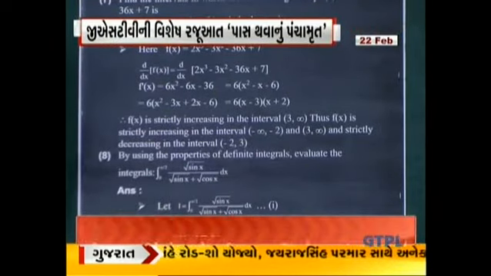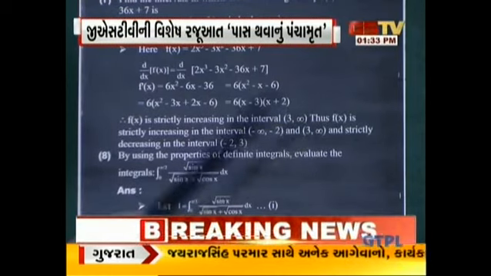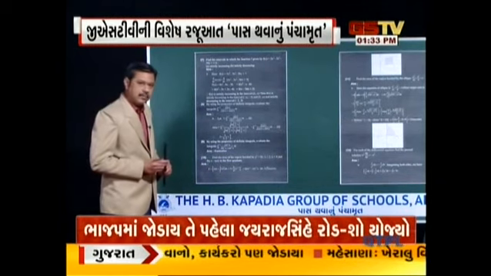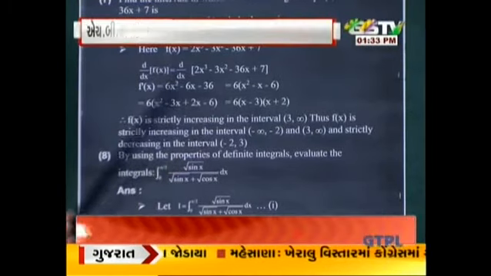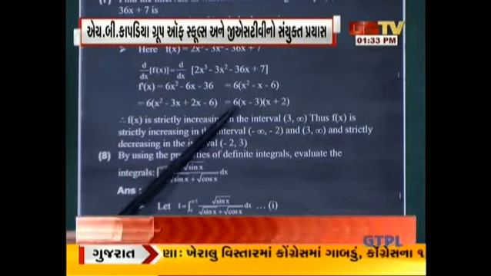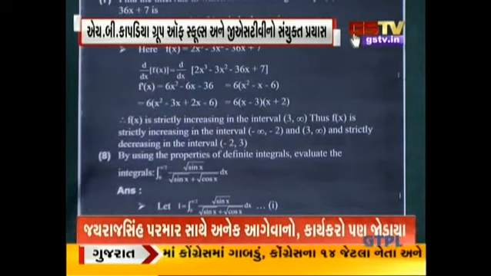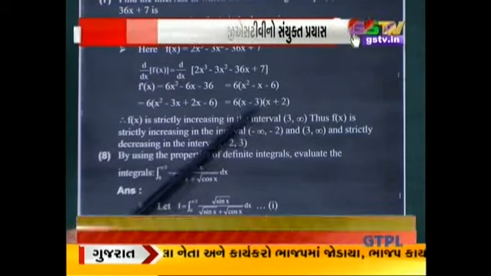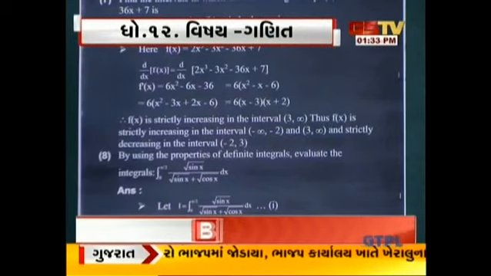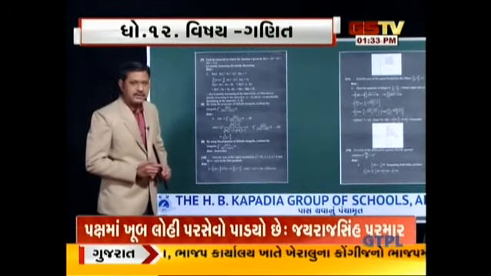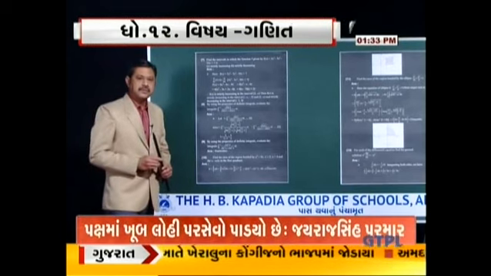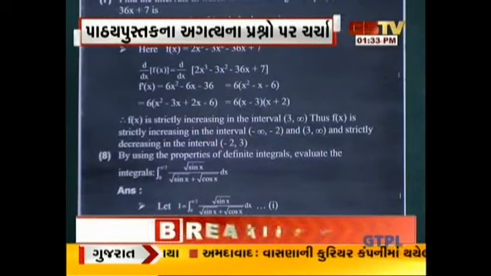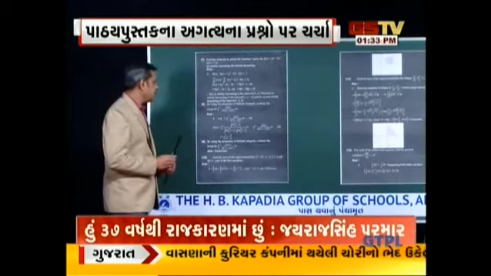From 3 to infinity, if we take any number like 4, 5, 6, any number greater than 3, say we take the number 4 and put it in f dash x. So 4 minus 3 is 1, 4 plus 2 is 6. The value of f dash x is greater than 0, and if f dash x is greater than 0, the given function is strictly increasing. So in 3 to infinity, the function is strictly increasing.